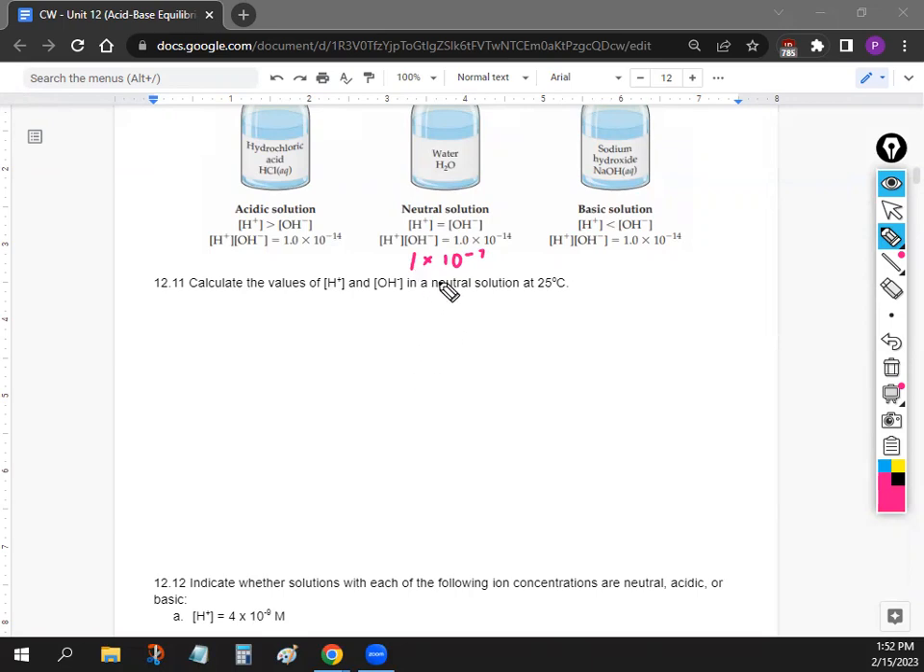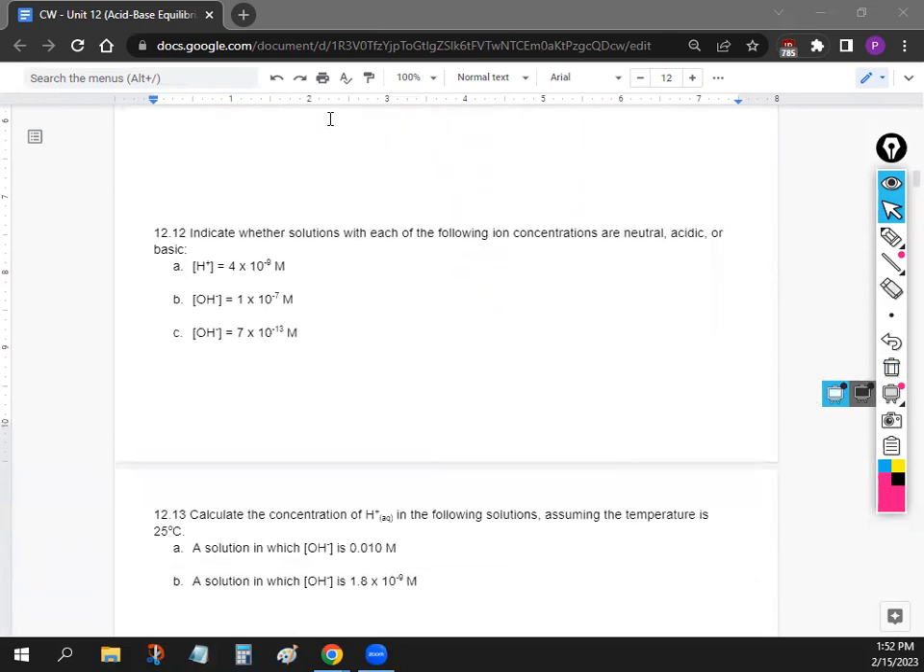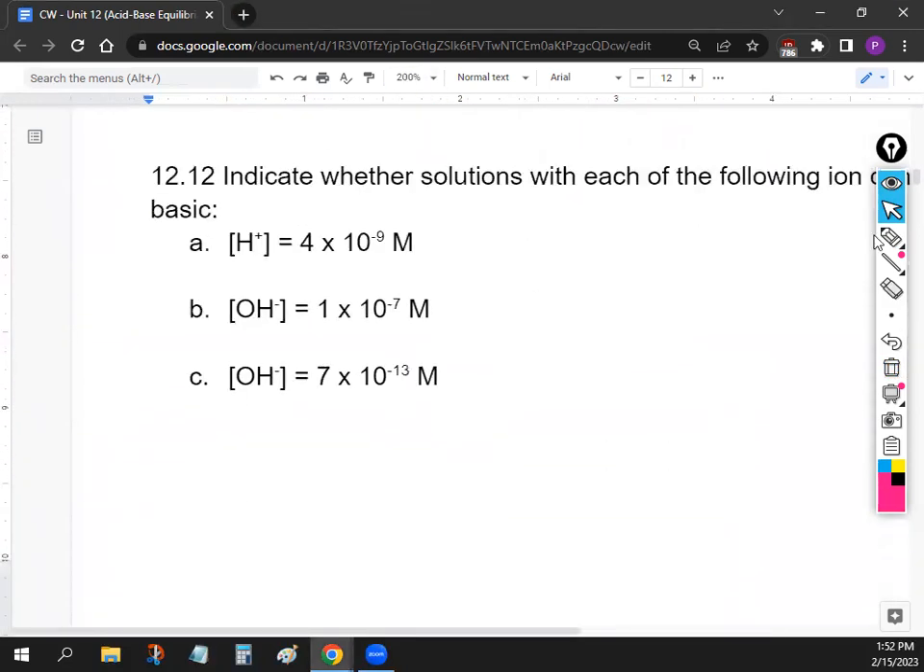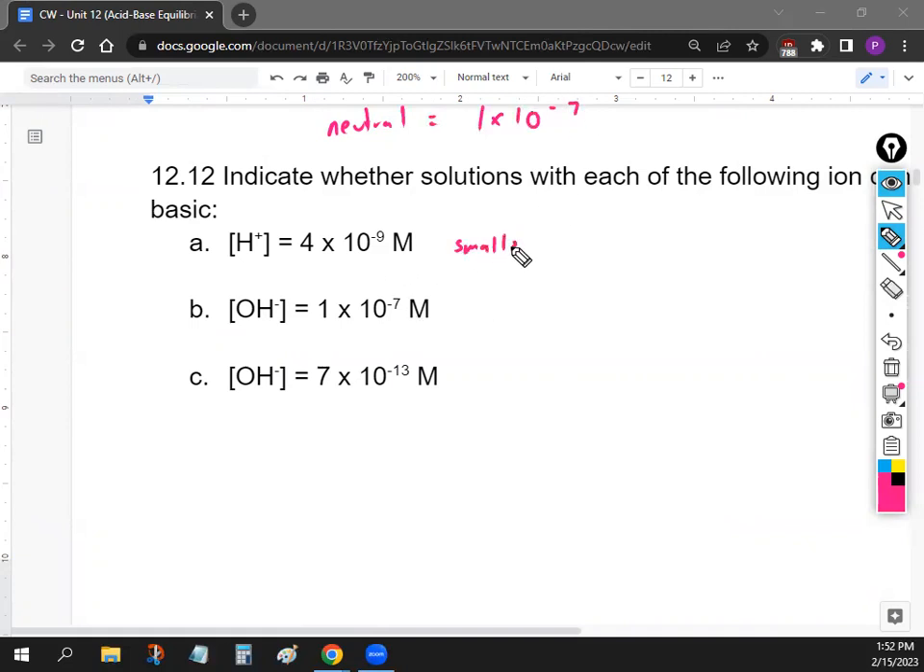So if it's less than this value right here, that means it's going to shift. It's going to be basic. Not right or left because it's not an equation, but you get the point. In the picture, it'll shift left. So this will be basic. If you have a solution where H plus is 4 times 10 to the negative 9, it will be basic. And the reason why is because neutral is 1 times 10 to the negative 7. So if this number is smaller than 1 times 10 to the negative 7, you have less H plus than at neutral. If you have less H plus, that means you have more OH minus, which means that it's going to be basic. That makes sense?